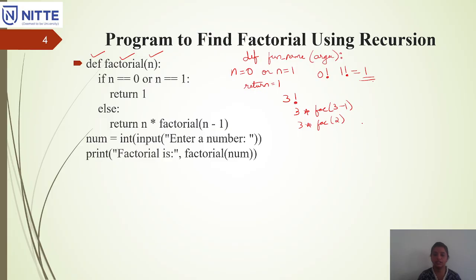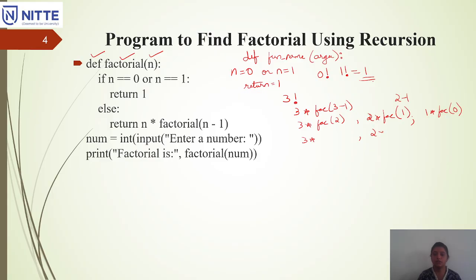This is your first step. Next, again, the function keeps running by itself. So 3, 2. Now the next number is 2. 2 into factorial of 2 minus 1, that is 1. Now, 1 into factorial of 1 minus 1, that is 0. Now, 3 into factorial of 2, we don't know yet. So let's wait for it.